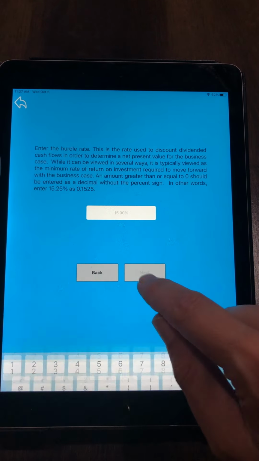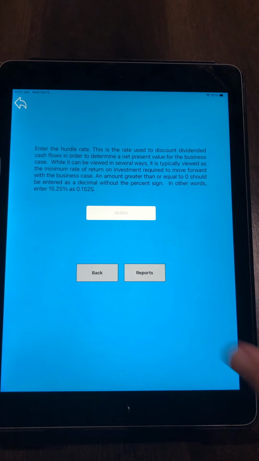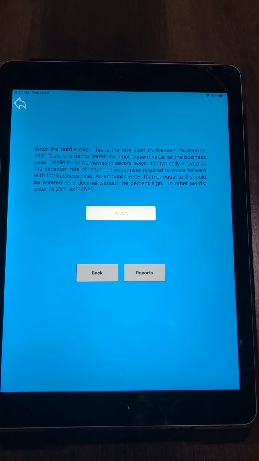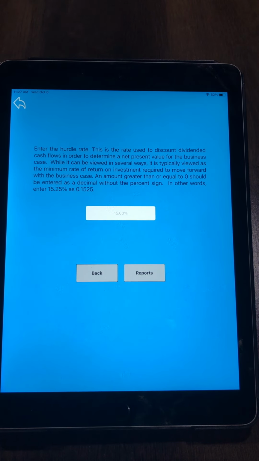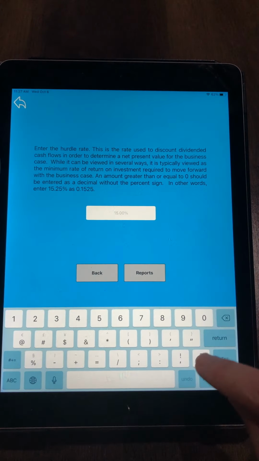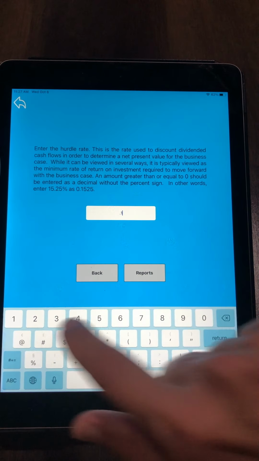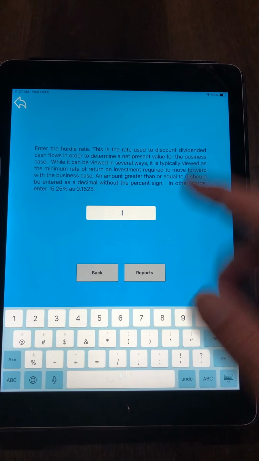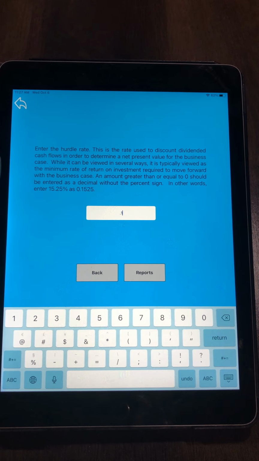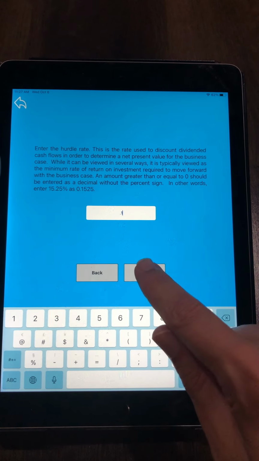For investment income. Next one is my hurdle rate. My hurdle rate is really, am I going to do this deal or not? Would I rather invest in the stock market or in a CD or something, or do I want to do this business case? Is this where I want to put my money? Now, if I say, in order to do this, I expect to make a 10% return on my investment, that's going to give me the metrics to see whether I can do that. Now I'm going to hit reports.